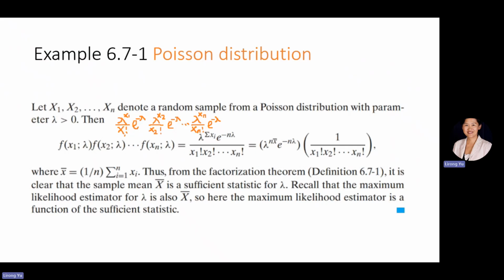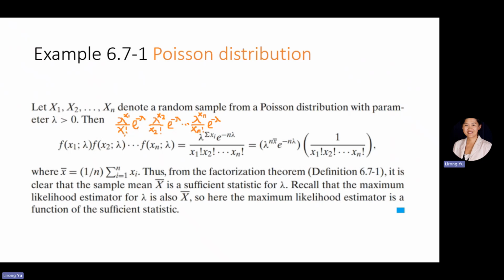The lambda to the x power can be joined together and become lambda to the summation of xi. The e to the negative lambda, we got n of them, so that's really e to the negative lambda raised to the power n, or e to the negative n lambda. The denominator is x factorial, but we have n, so we have x1 factorial, x2 factorial, and xn factorial. That is actually a big multiplication.